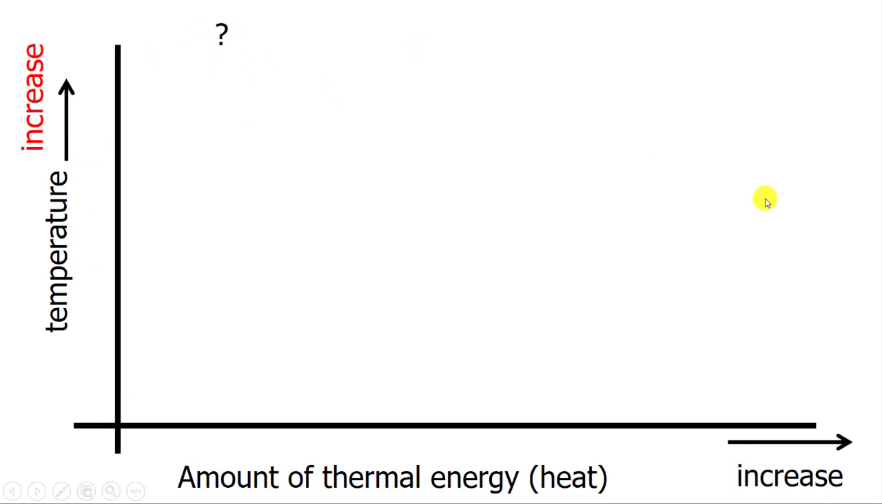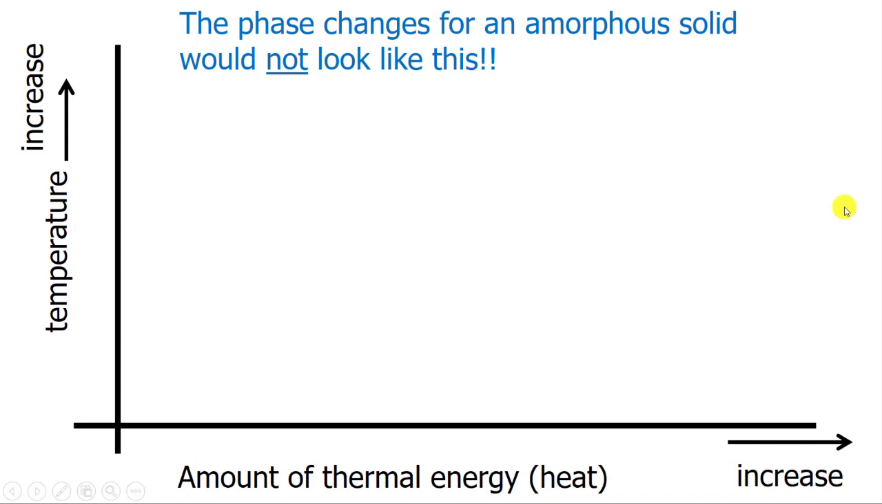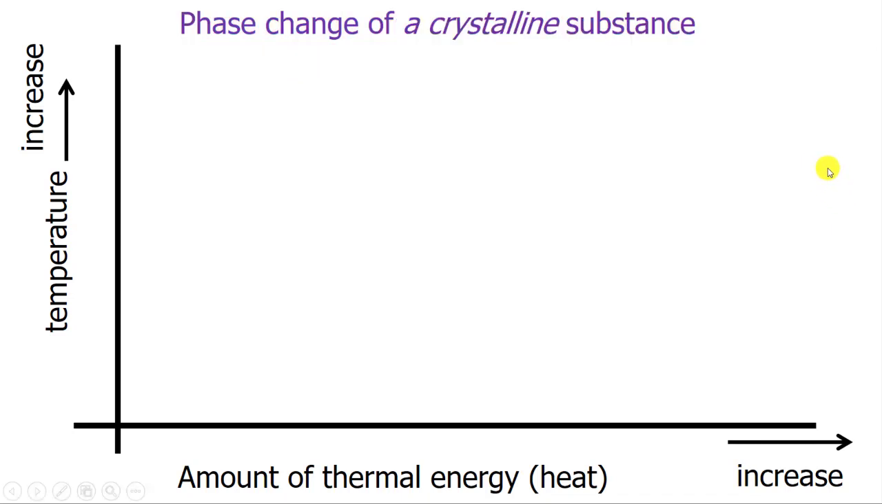Now, we always need a title. What would be a good descriptive title? A good title for this is going to be phase change of a crystalline solid or a crystalline substance. The phase changes for an amorphous solid would not look like this. So, for example, this would work for an ice cube, which is a crystalline solid, but it would not work for a block of wax. That is an amorphous solid. So here's our title, phase change of a crystalline solid.